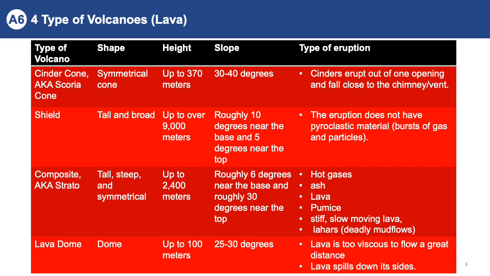Composite volcanoes, otherwise known as stratovolcanoes, are tall, steep, and symmetrical. They're up to about 2,400 meters. Their slope is roughly 6 degrees near the base and roughly 30 degrees near the top. Their eruptions are of hot gases, ash, lava, pumice, with stiff, slow-moving lava, and lahars, which are deadly mud flows. And finally, lava dome volcanoes. The shape here is a dome. They have a height of up to 100 meters. Their slope is 25 to 30 degrees. And their type of eruption, the lava is too viscous to flow a great distance, and lava spills down its sides.